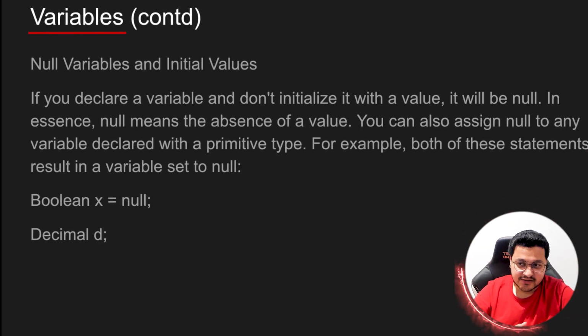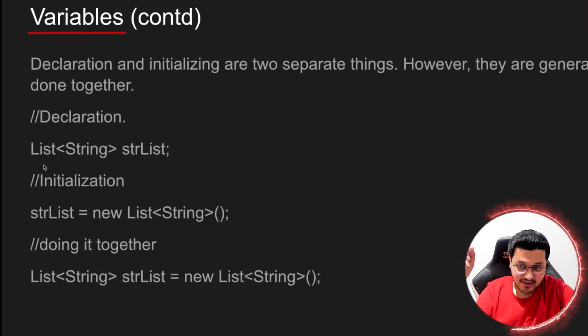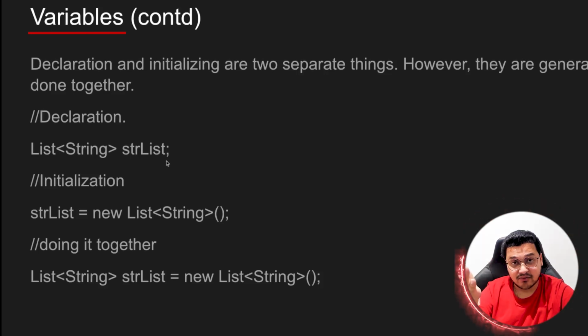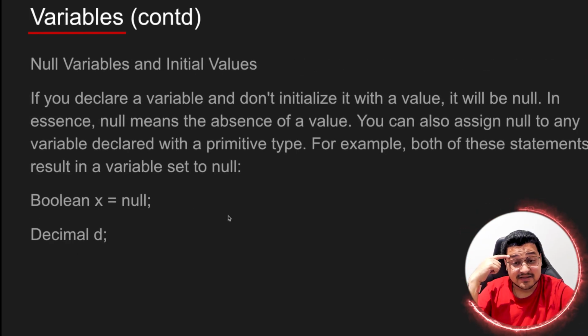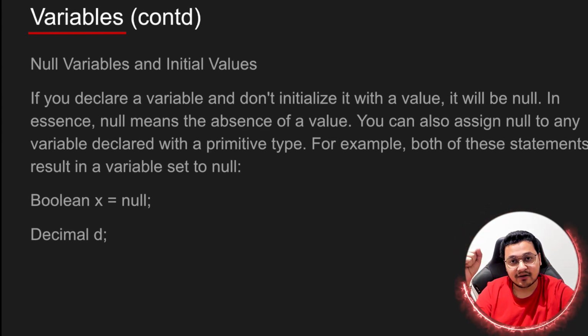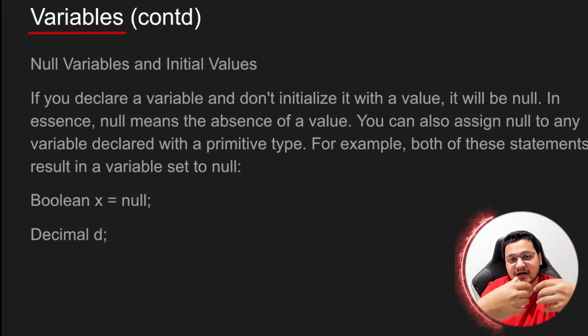Null variables and initial values. If you declare a variable and do not initialize it with a value, it will be null. If I do that and say strList.get(0), then I would get a null pointer error. Go and try that in your developer console and you'll get that error. Null means that there is no value for that particular instance. In the list at zero, there's no value available, hence I'm getting a null pointer error.